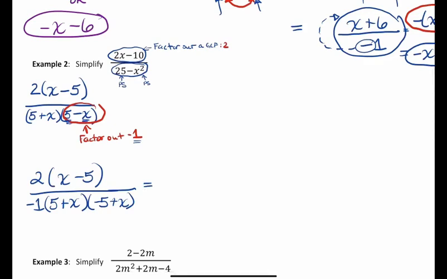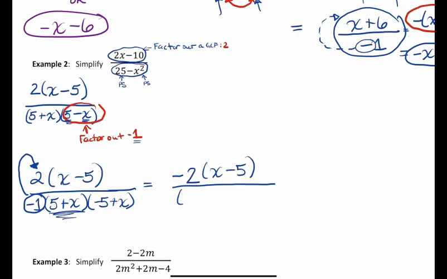Now, if we clean this up a little bit more, cue in on something. That negative right there, like I was saying before, those negatives can kind of float around. So we can take that negative and put it up in the numerator. So when I rewrite it, I'm going to write negative 2, and then x minus 5 right here. And then I'm going to clean this up a little bit too. Instead of writing 5 plus x, I'm going to write x plus 5.